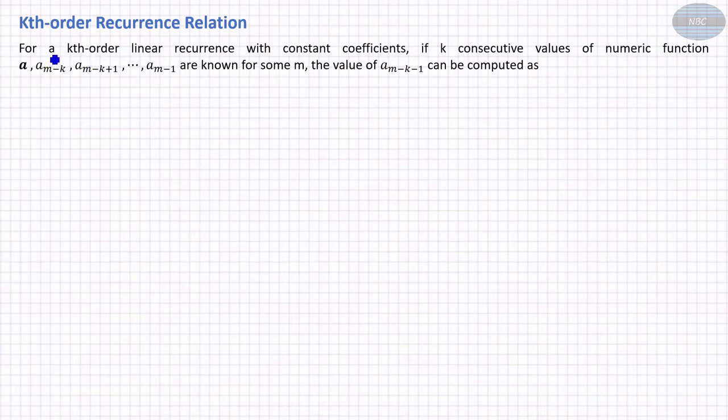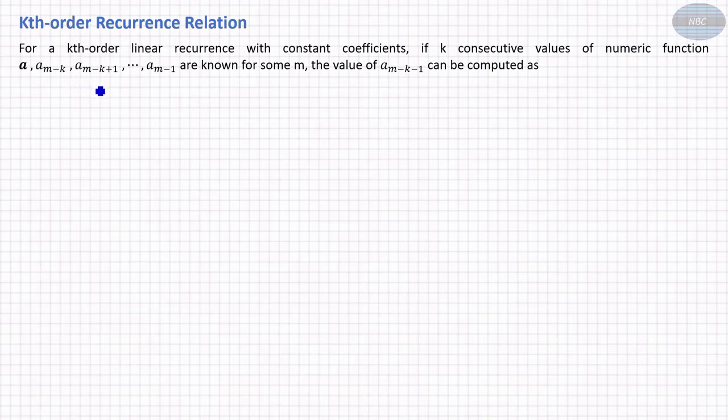Now next, for a kth order linear recurrence with constant coefficients, if k consecutive values of a numeric function a, that is a_{m-k}, a_{m-k+1} up to a_{m-1}, are known for some m, the value of a_{m-k-1} can be computed as follows. In the previous slide we calculated the next value, a_m. Now in this slide we'll calculate the previous value of a_{m-k}, which is a_{m-k-1}.